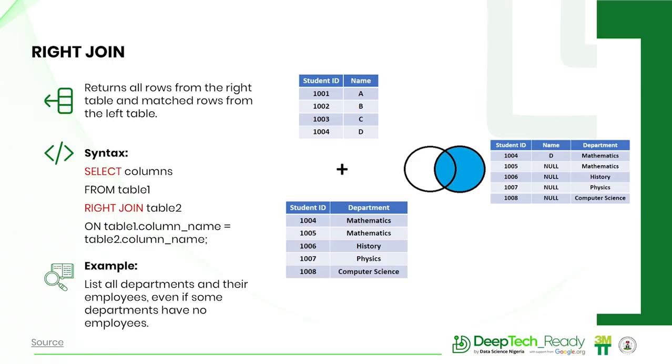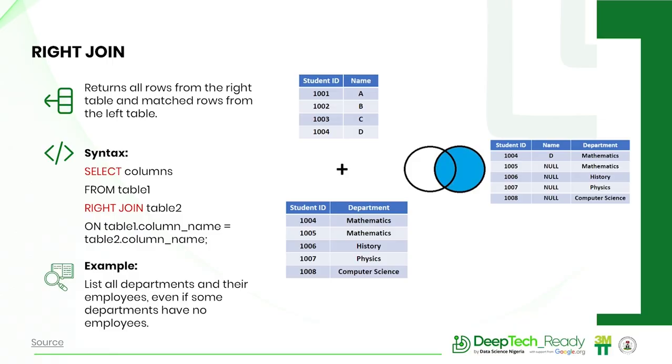Then we also have student 1008, which is coming from our computer science department. It also doesn't have a name in our left table. So all the places that you see the null are coming from our left table because those results do not belong to our left table.